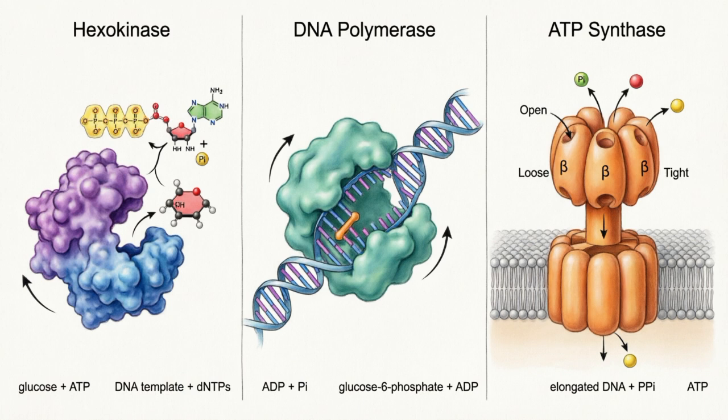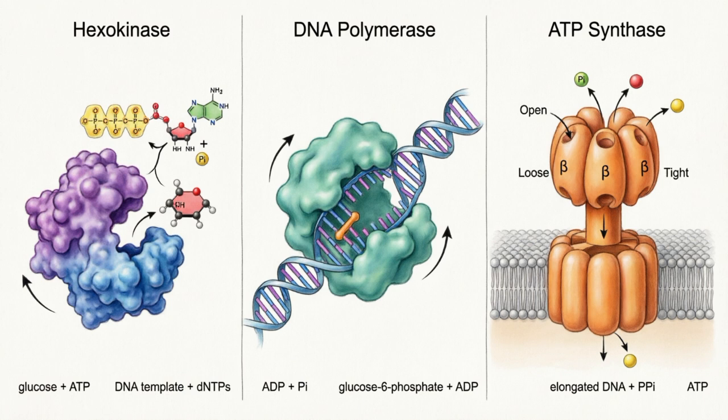The enzyme undergoes significant shape change to position the DNA template and catalyze the addition of nucleotides. The products are elongated DNA and pyrophosphate. This example shows how induced fit enables precise molecular recognition.